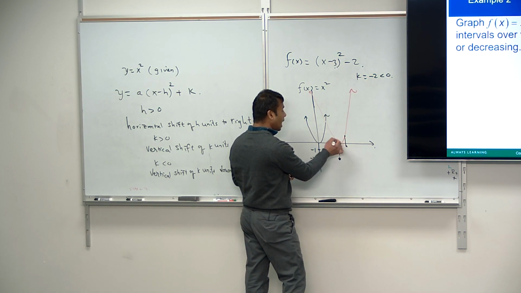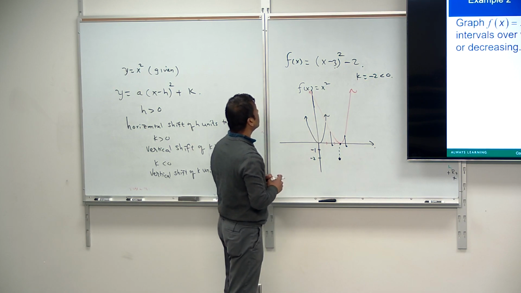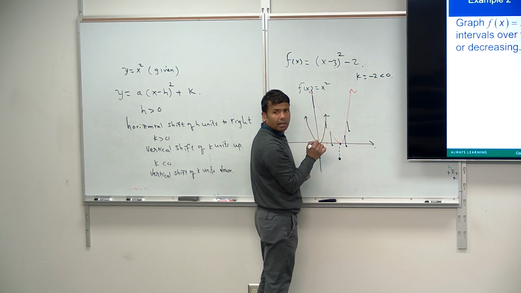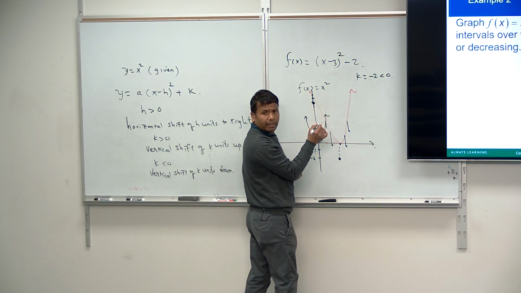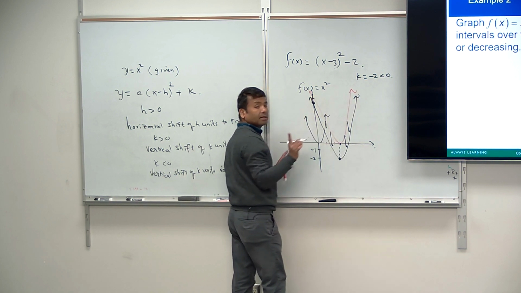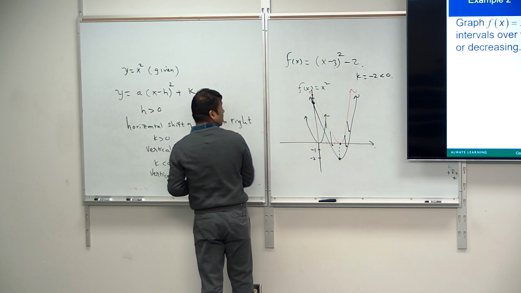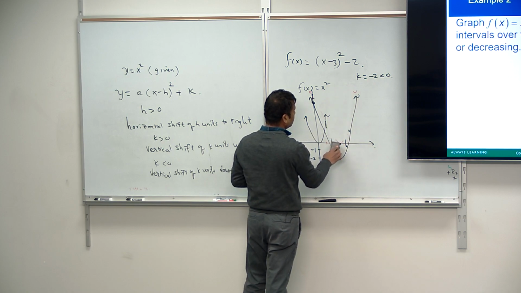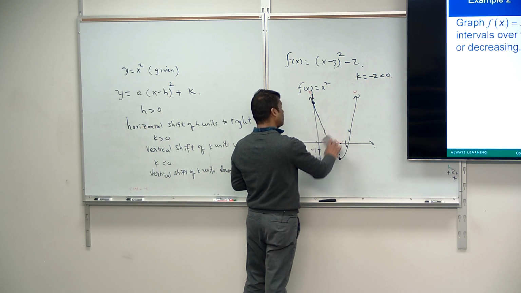This one shifted 2 units down. This one shifted 2 units down. Are you guys with me? Right? So now it's shifted 2 units down. This point will be shifted 2 units down, and this point too. Does that make sense? So now the graph looks something like this. Are you with me? So the final graph is this.